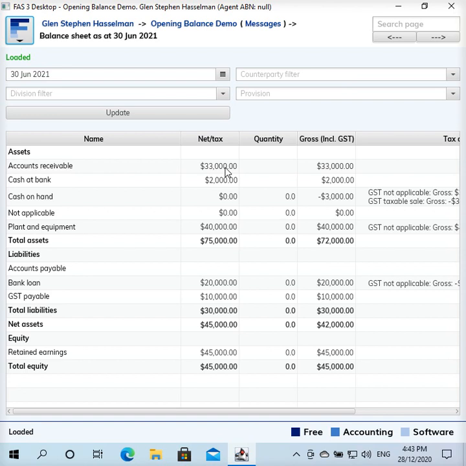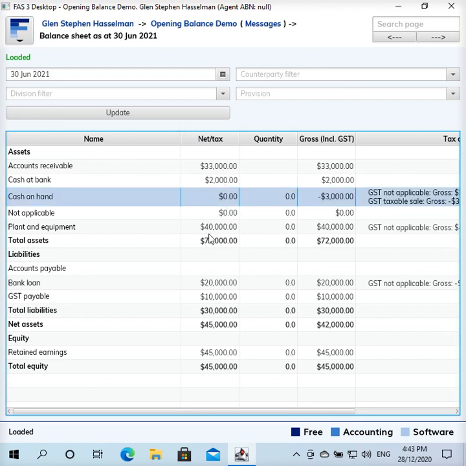Okay, so we've got accounts receivable, same as before. Cash on hand is cleared out now. We've got our plant and equipment, or the assets that you've entered should be there, the liabilities should be there, and we've got this retained earnings account now that's come through from the entry to other revenue.